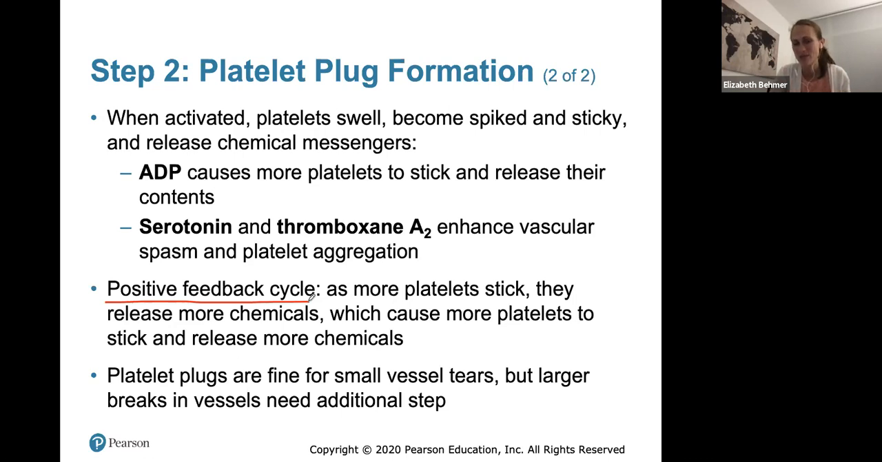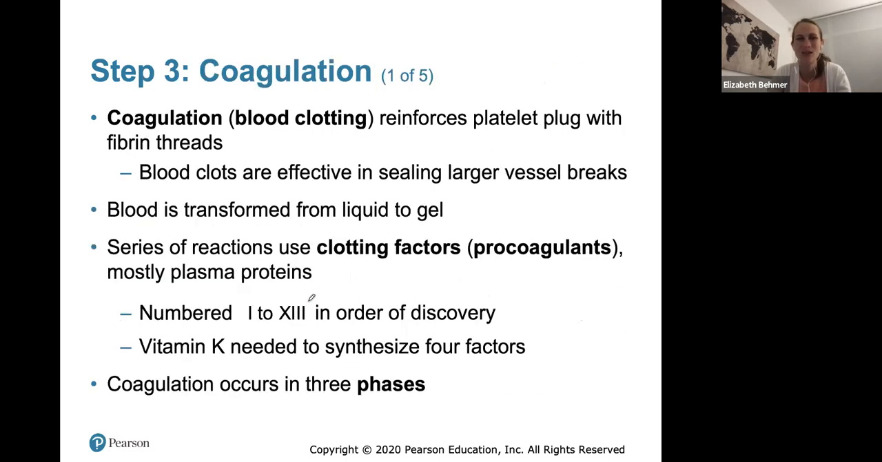The platelet plugs are fine for very small vessel tears, but with larger breaks in your vessels, a platelet plug can't form, for example if you completely cut off your arm or something. So we need an additional step for larger breaks. Coagulation is blood clotting. This reinforces your platelet plug with fibrin threads. So blood clots are very effective in sealing larger vessel breaks, maybe not like your arm cut off, that was a bad example, but a larger blood vessel.